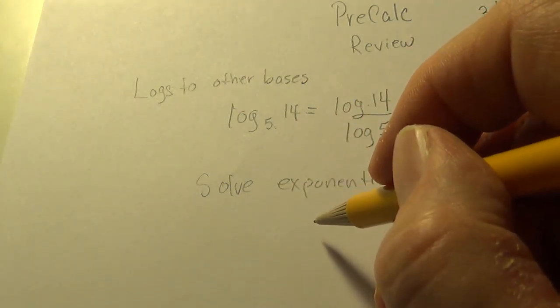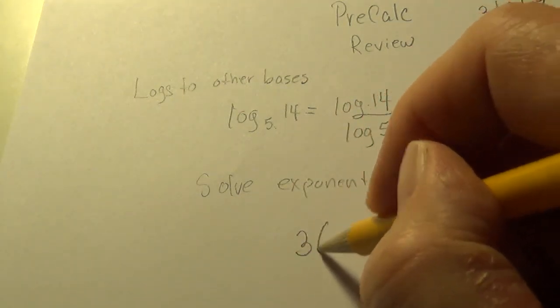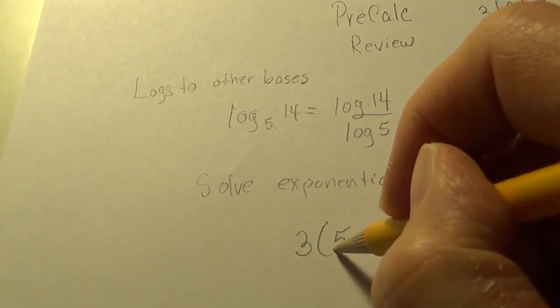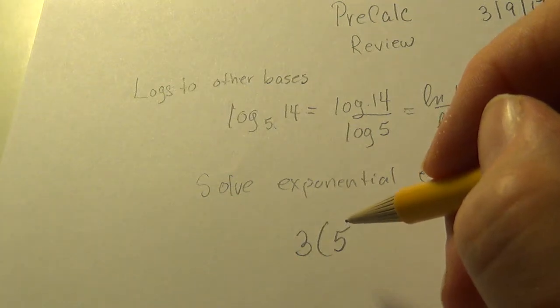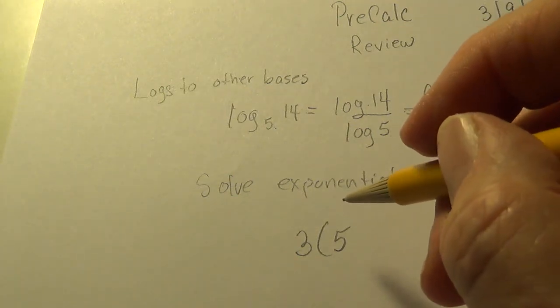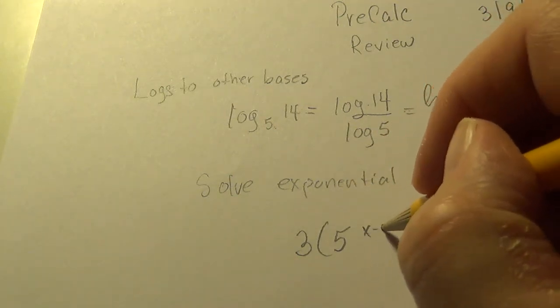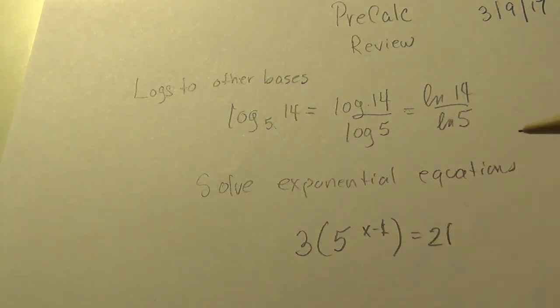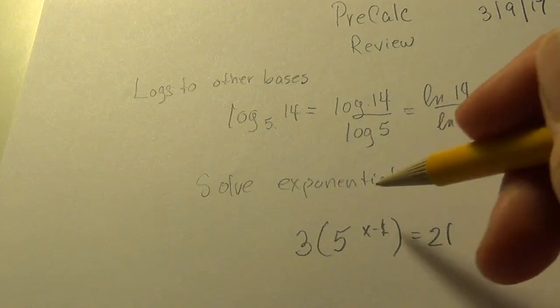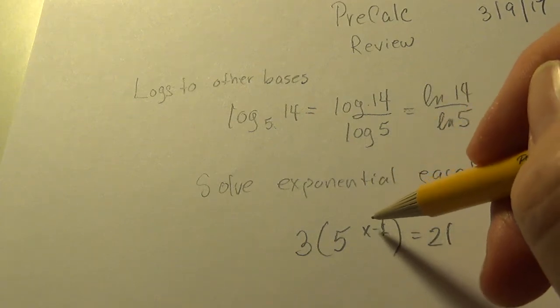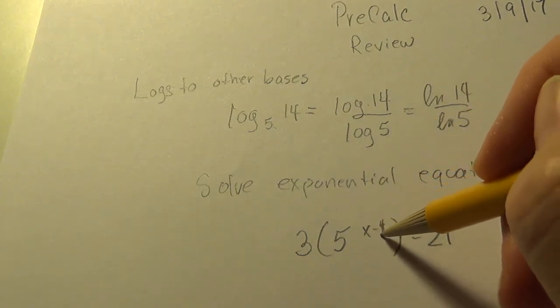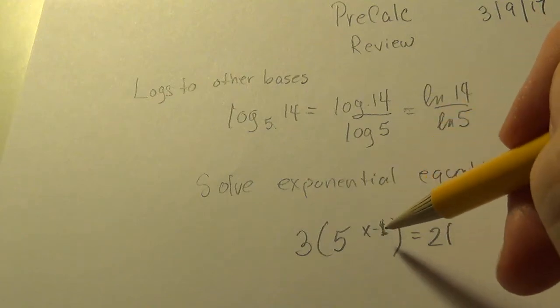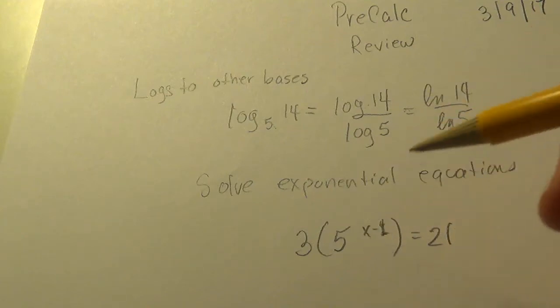Like say we have 3 times 5 to the, let's see, I want one that comes out fairly even. x minus 1 equals 21. Alright, so you know it's an exponential equation when the exponent, that says x minus 1 by the way, when the exponent, the unknown, is in the exponent.